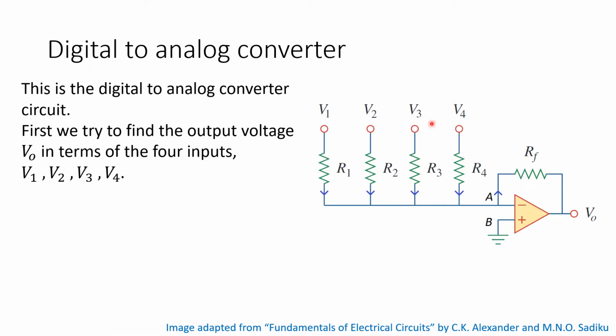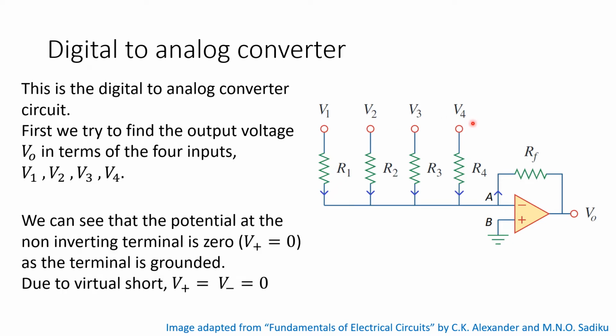So this is the basic circuit of a digital to analog converter. First, we try to find the output voltage VO in terms of the four input voltages, that is V1 to V4. So we can see that the potential at V is 0 since it is grounded. And in an op-amp, the two terminals are virtually shorted, that is they are at the same potential. So the potential at point A is also 0.